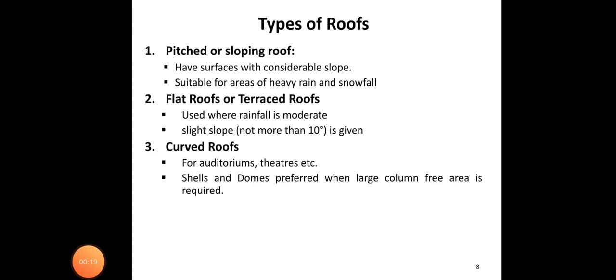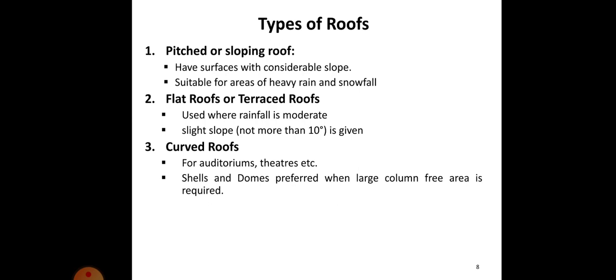As you see here, the different types of roofs are a pitched or sloping roof, a flat roof or terraced roof, and a curved roof. A pitched or sloping roof is a roof which has a sloping surface, and these are suitable for areas which have very heavy rainfall or snowfall.